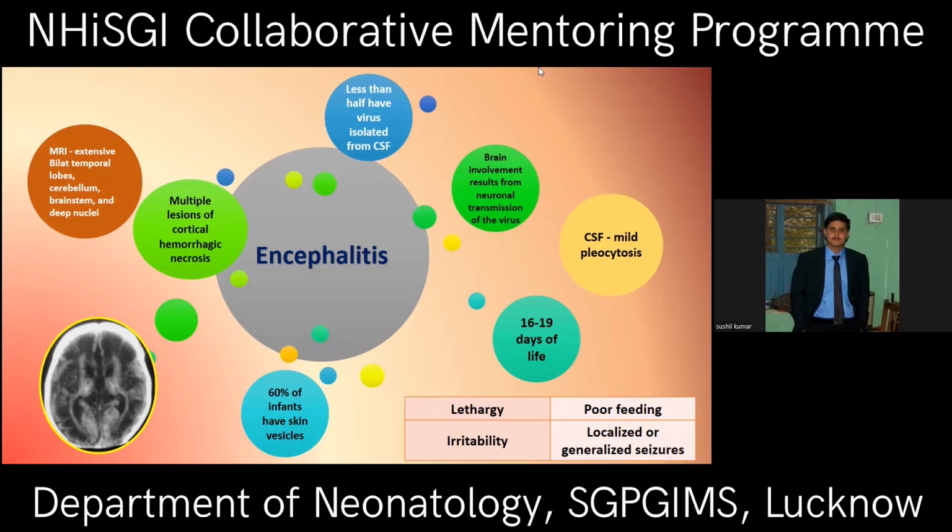Viral meningoencephalitis of HSV has a characteristic affection for the temporal lobes. Babies might have multiple lesions of cortical hemorrhagic necrosis. So the usual symptoms of presentation of CNS encephalitis are lethargy or poor feeding and irritability with focal or multifocal generalized seizures. MRI in these patients can show bilateral extensive temporal lobe damage, and also affection of the cerebellum, brainstem, and deep nuclei. CSF can show mild pleocytosis with neutrophilic predominance.